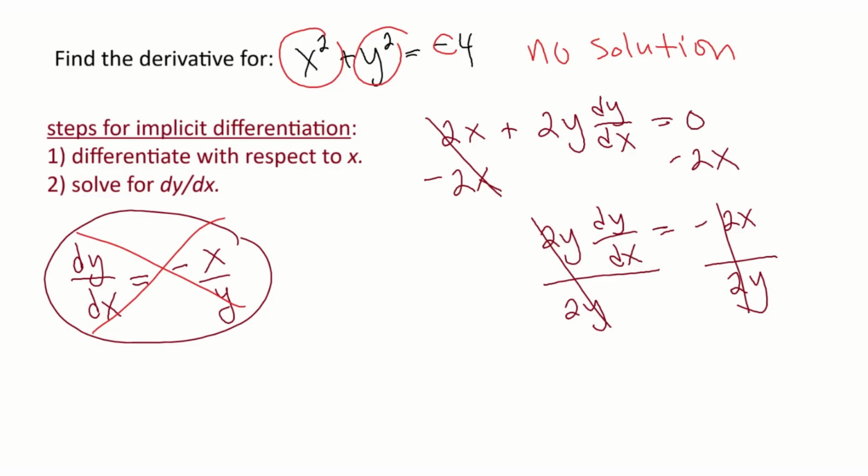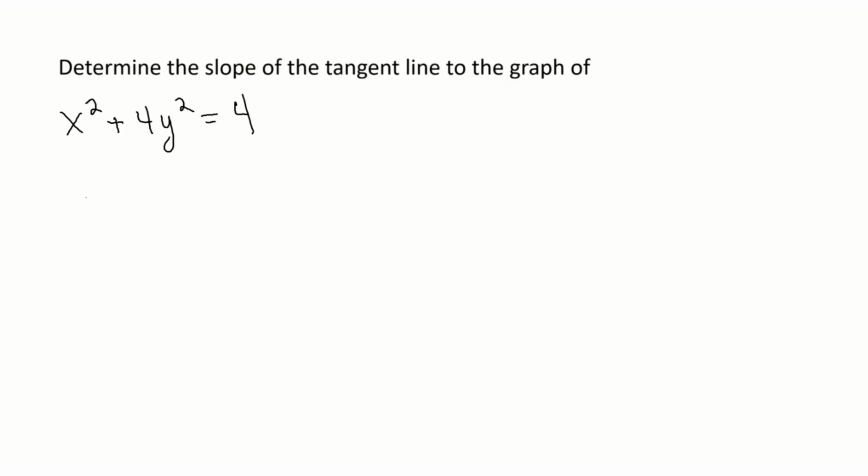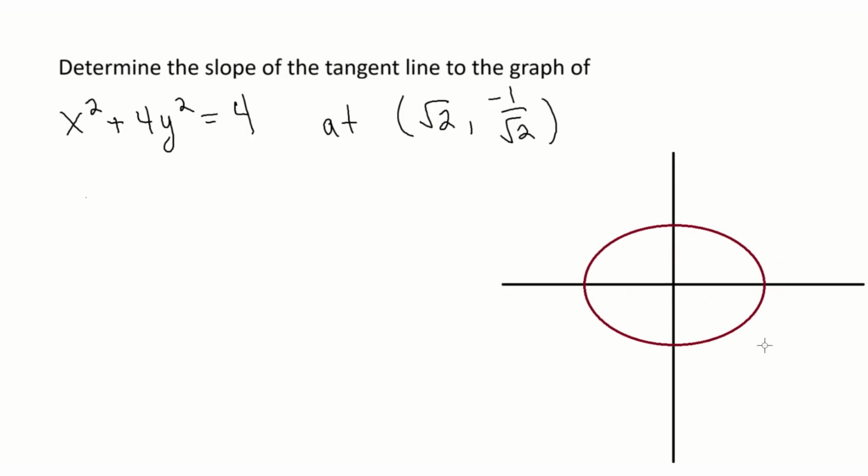dy by dx only has meaning as a slope if the equation actually has a graph, and that graph has to have differentiable segments. Let's try a couple real examples. Find the slope of the tangent line to this graph, let's say at point square root 2 and negative 1 over square root 2. This is a graph of an ellipse. It looks something like this. And we're trying to find the slope of the line that's tangent to this curve right at this specific point.